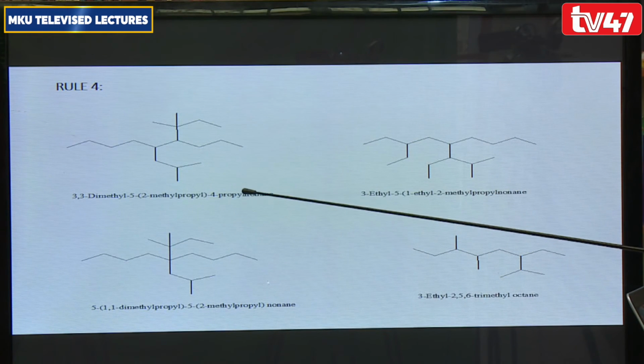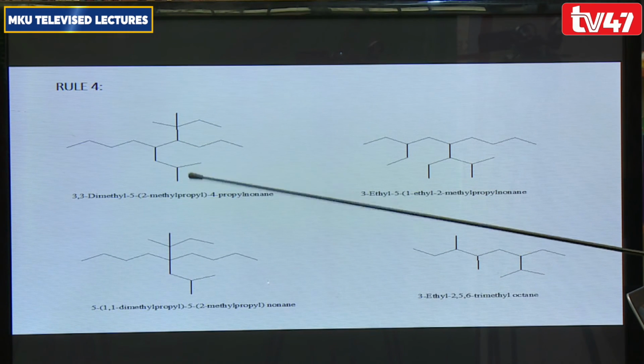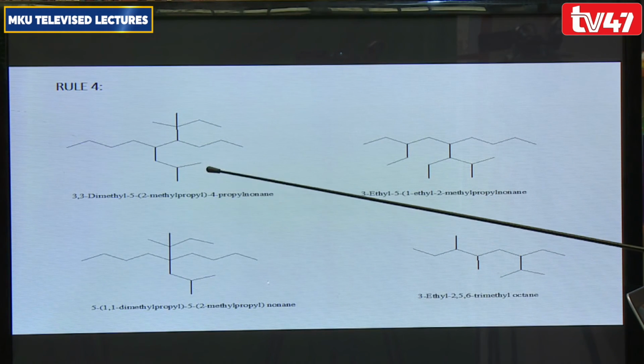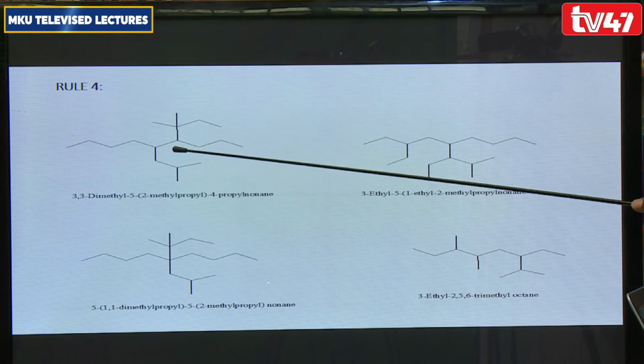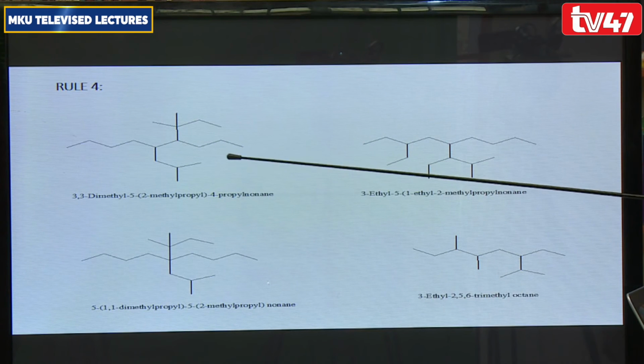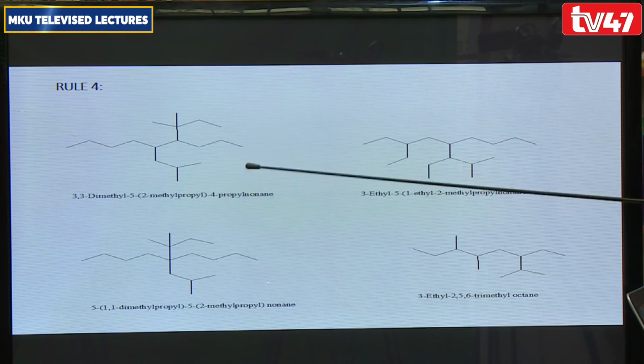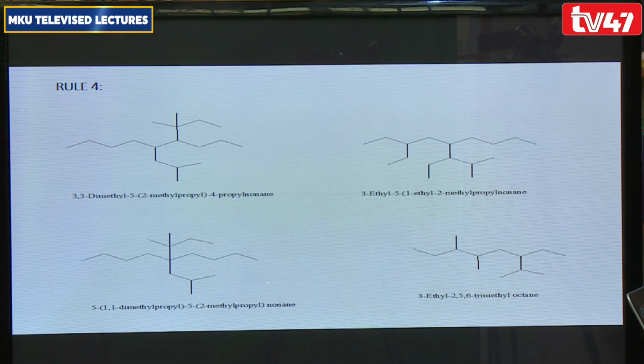Then prop comes before M. So this one becomes 3,3-dimethyl-5. This group is branched, a side group which is branched itself. It is a propyl group, a 3-carbon group with a methyl group in position 2. So we call it 2-methylpropyl-4-propyl nonane.